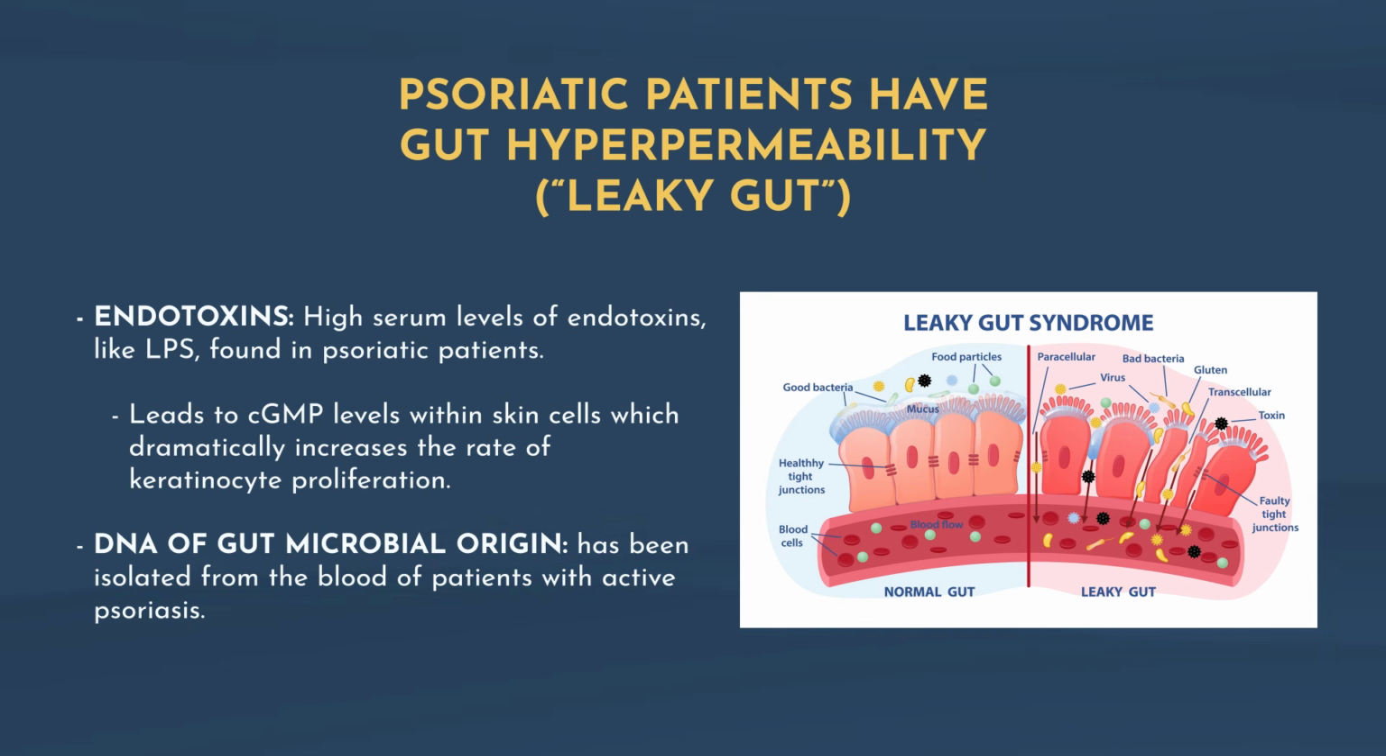They've found that circulating LPS leads to an increase in cyclic GMP levels within the skin cells, and this dramatically increases the rate of keratinocyte proliferation. Remember, we started by saying we knew that psoriasis was a problem of keratinocyte overproliferation that built up those plaques. We didn't know what was causing it. Well, we know now that LPS in the blood via a leaky gut can drive this process. And DNA of gut microbial origin has been isolated in the blood of patients with active psoriasis as well.